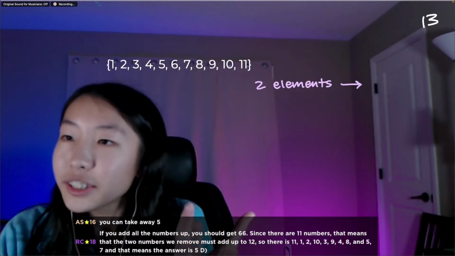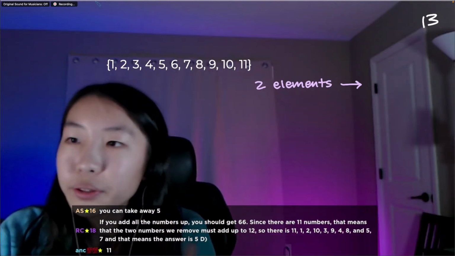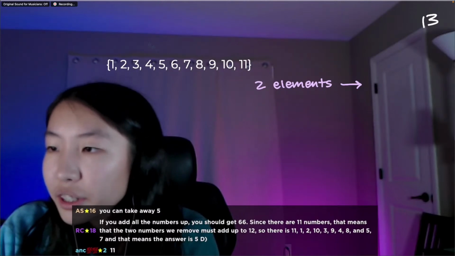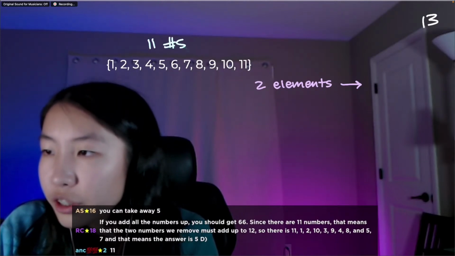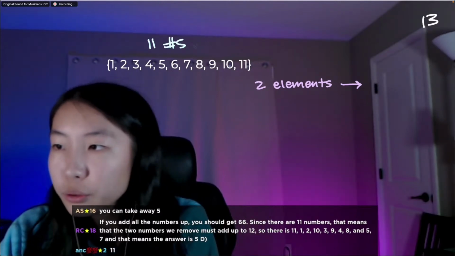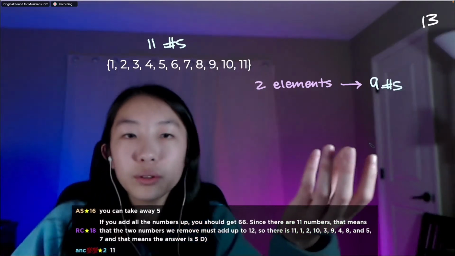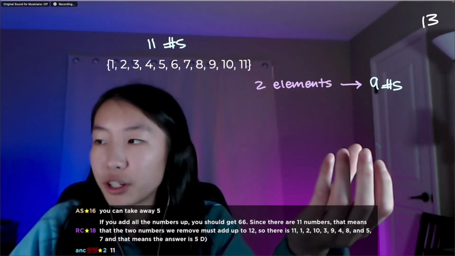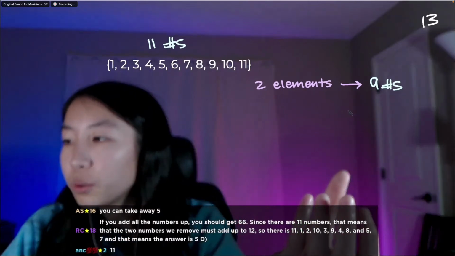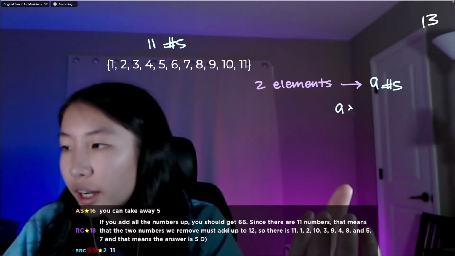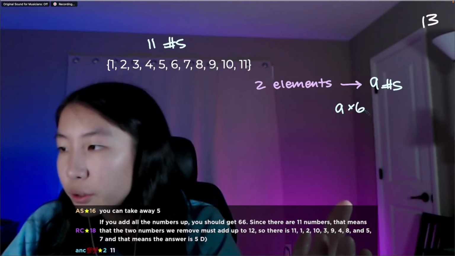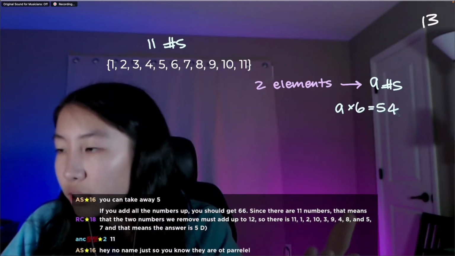Okay, RC says there are 11 numbers, and so does ANC. So because there are currently 11 numbers, once we take away those 2 elements, there's going to be 9 numbers left. And if we want those 9 numbers to have an average of 6, we know that their total is going to be 9 times 6 for a total of 54.